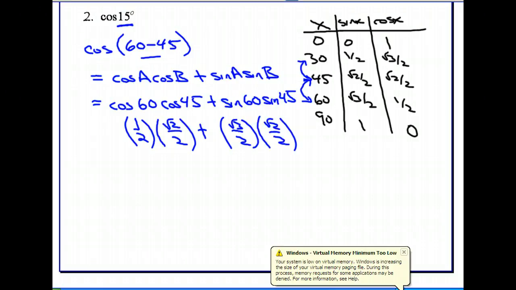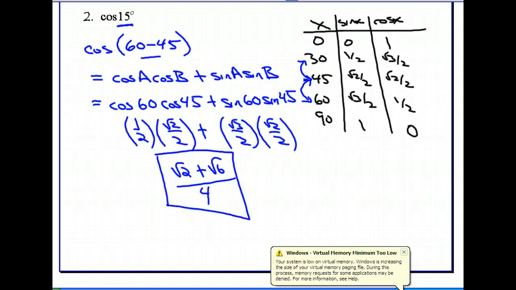How do you multiply fractions? Multiply the tops. So it looks like a square root of 2. Here I've got square root of 6, and the whole thing over 4. Looks a lot like the previous answer. Not quite the same, but similar. Plus square root of 2 plus square root of 6 all over 4.